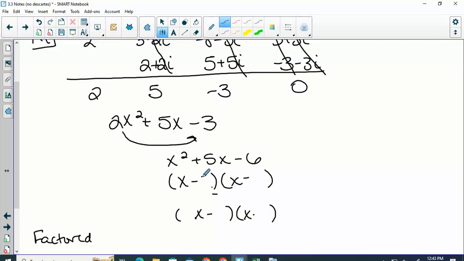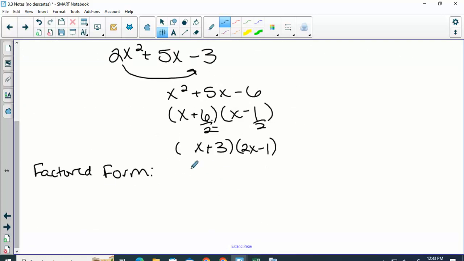Alright, how about that? x plus 6 and minus 1 divided by 2. So we get x plus 3 and 2x minus 1. Alright, so the factored form. Original problem had an x cubed, so I really expect 3 parentheses. So we have the x plus 3. We have the 2x minus 1.